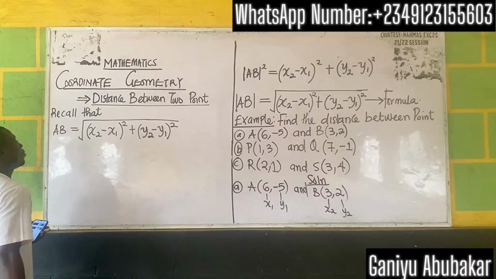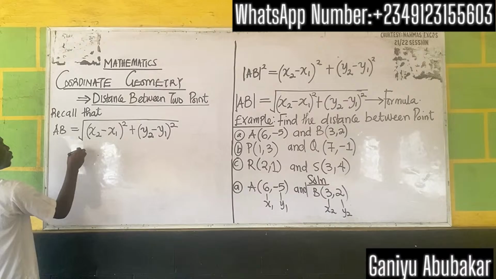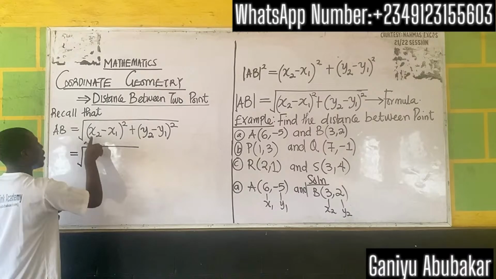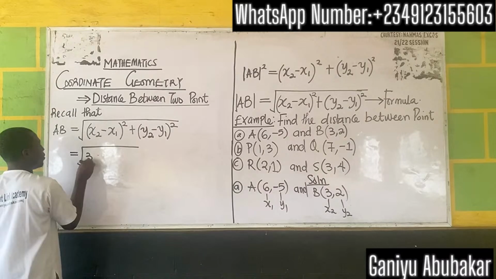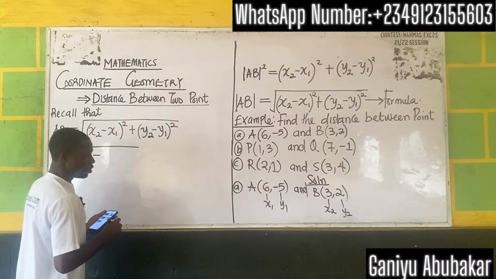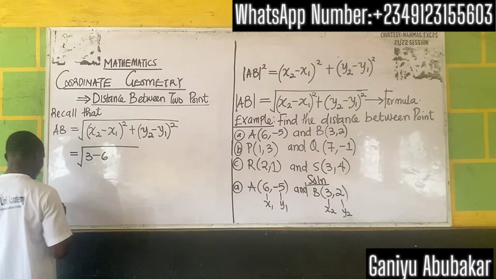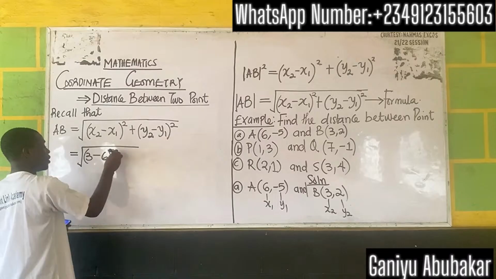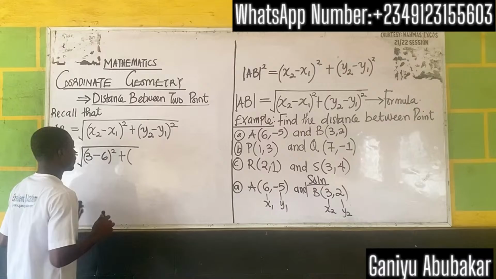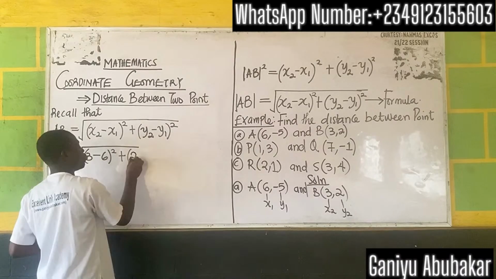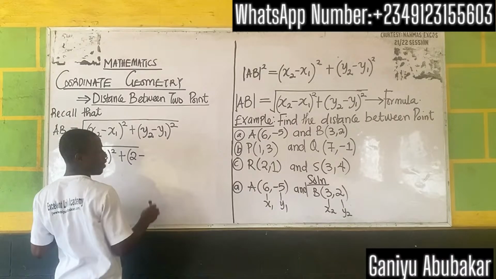Moving on, the distance between 2 points A and B will be equal to the square root of x2. What is x2? x2 is of course 3. That gives you 3 minus x1, that's 6. x1 is 6, so I have 6 here. All squared, plus y2. What's y2? It is 2. Then minus y1, of course, negative 5.